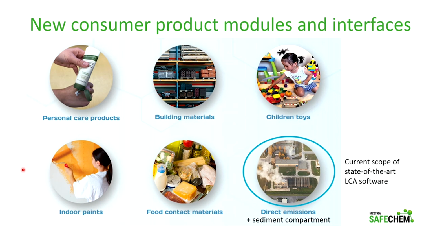The new version of USEtox comes with several new consumer product modules, and we've integrated them in individual interfaces. So the original version, and also the current scope of state-of-the-art LCA software, is focusing on the direct emissions. Here we have just added a new sediment compartment for considering these emission pathways. And then we've added 5 different types of products, which are personal care products, building materials, children's toys, indoor paints, and food contact materials.